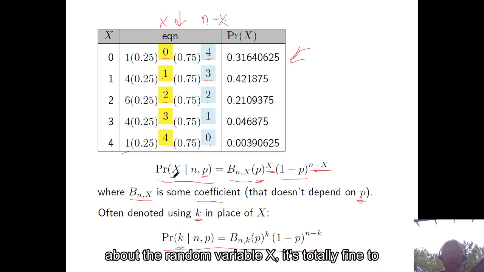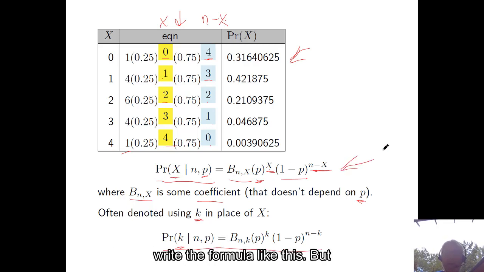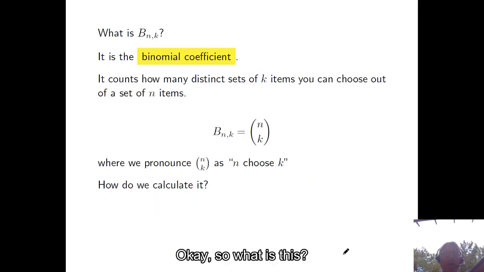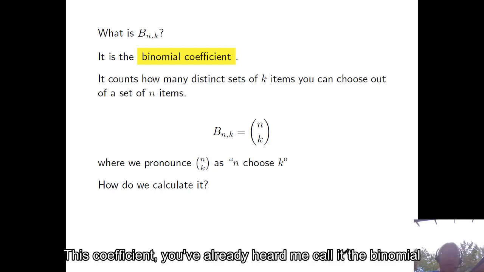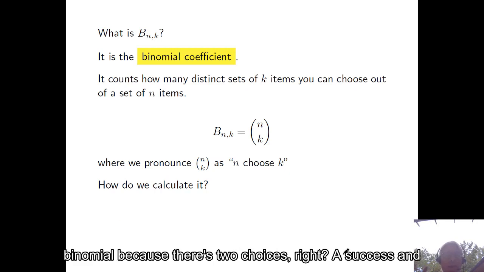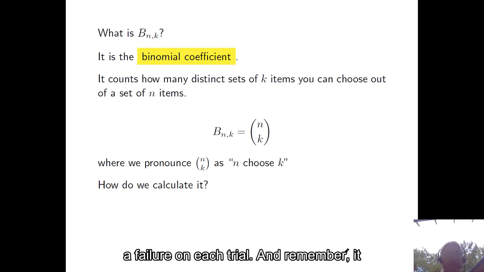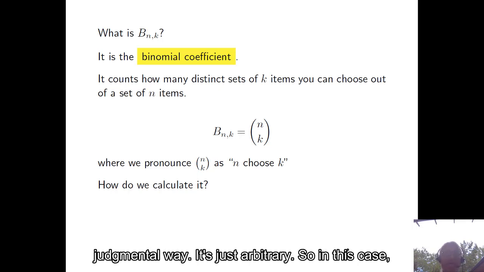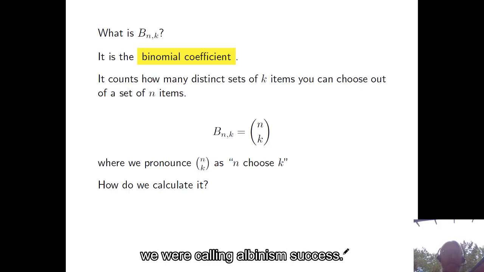So when we're talking about the random variable x, it's totally fine to write the formula like this, but in general you'll see it more commonly in terms of k and n, p. Okay, so what is this coefficient? You've already heard me call it the binomial coefficient. It's binomial because there's two choices, right? A success and a failure on each trial. And remember, it doesn't really matter what we call a success or a failure in any kind of judgmental way. It's just arbitrary. So in this case, we were calling albinism a success.